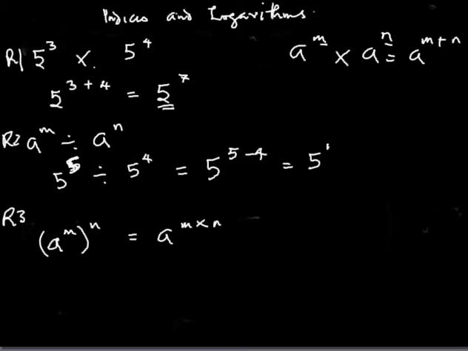The a is 5 raised to power 3, and raised to power 4, which is 5 to the power 3 times 4, which is 5 raised to power 12.